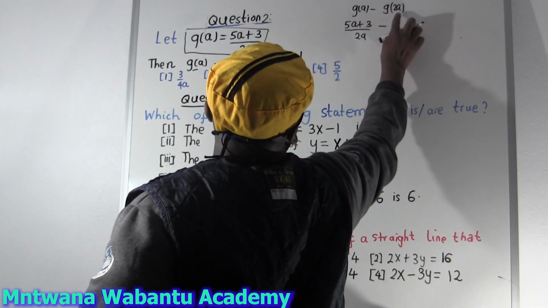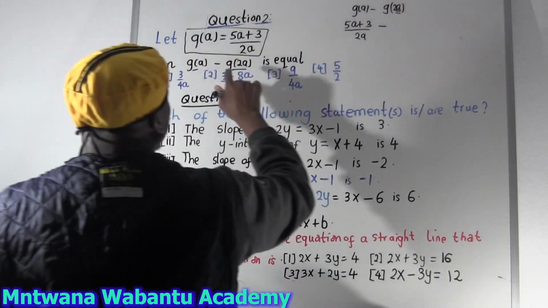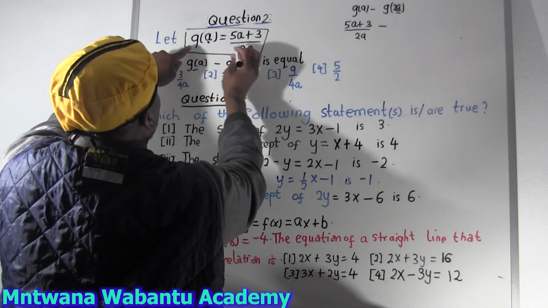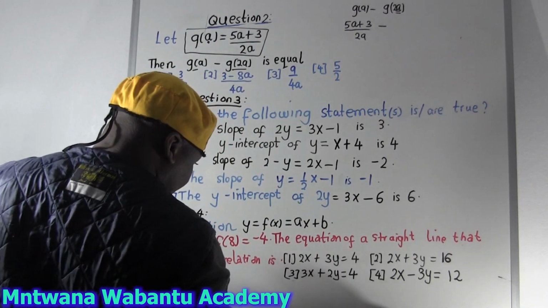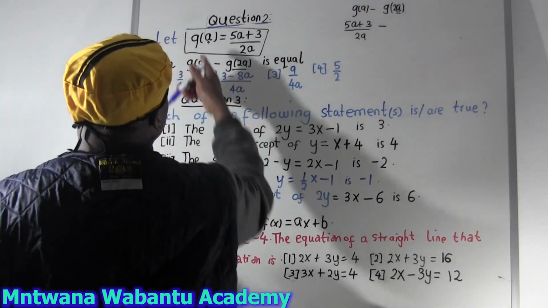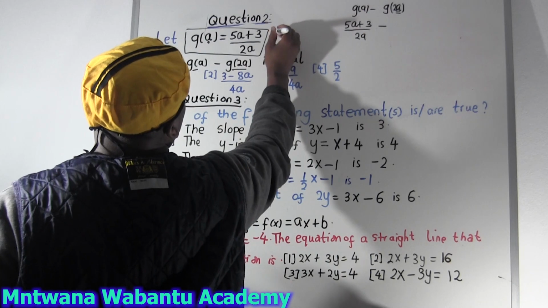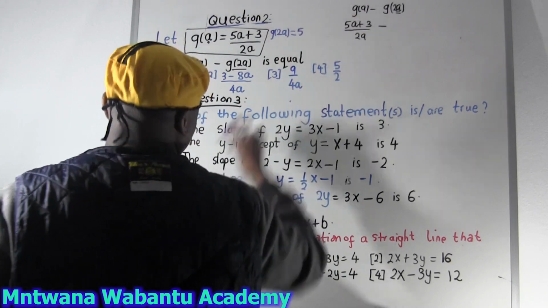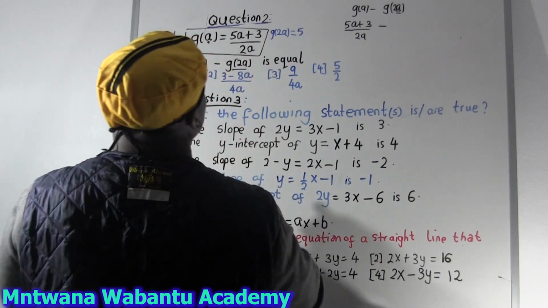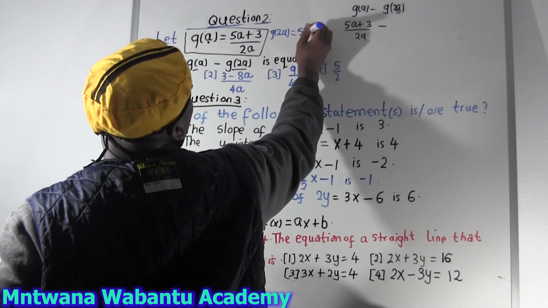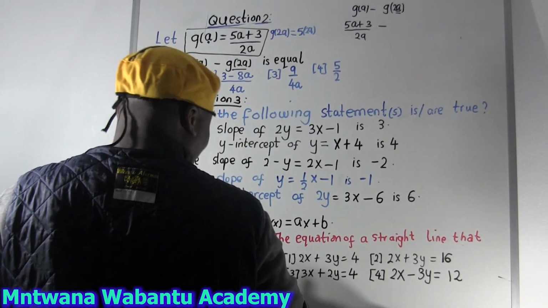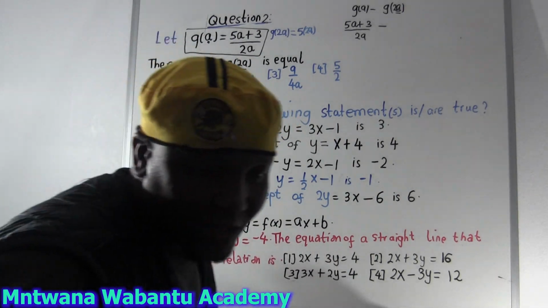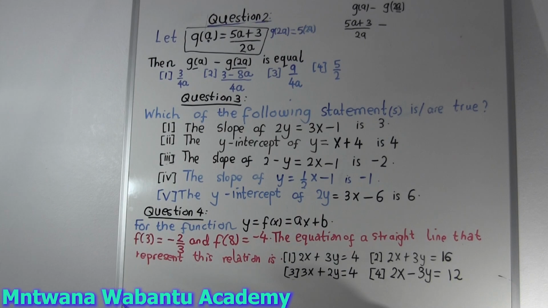But g of 2a means here I'm going to replace whenever there's a with the 2a. So now look, g of 2a equals 5. What is that a? A is 2a. So in the position of a here, I'm going to write 2a and then plus 3. Let me get my pen here.